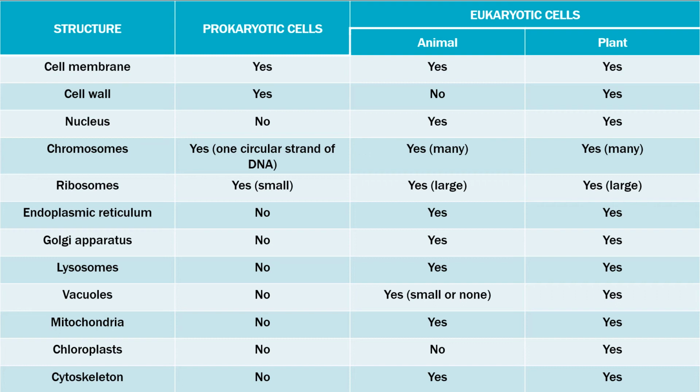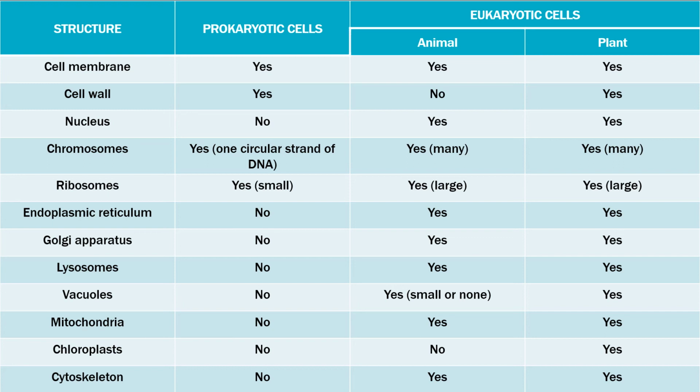In terms of nucleus, only eukaryotic cells, both animals and plants, have nucleus. Prokaryotes do not have a nucleus. In terms of chromosomes, prokaryotes only have one circular strand of DNA, whereas animals and plants have many chromosomes. All of these cells have ribosomes, although the prokaryotic ribosome is different because it is smaller as compared to eukaryotic cells.